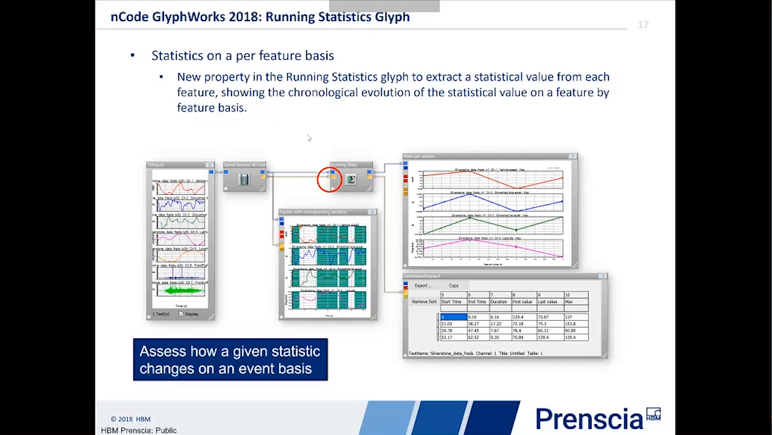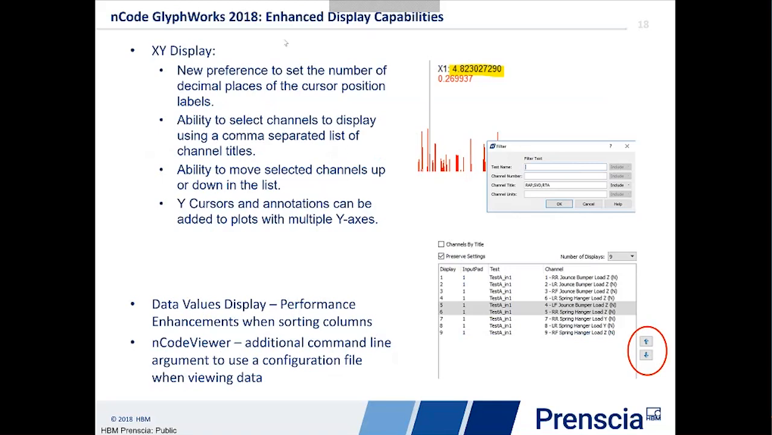Now, in terms of display, displaying data, in the XY display, which is typically used to display time series or spectral histograms, 2D histograms, we've got a new preference to define a number of decimal places or significant figures that are displayed when putting cursors on the data. So you can decide to go in high precision like that, or round it to far fewer figures after the comma.